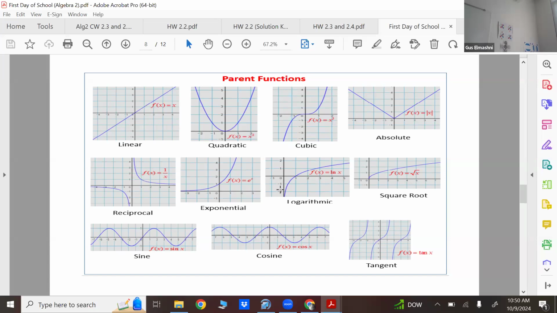We're going to move an exponential around. We're going to move a reciprocal function around. We're going to move the cubic, square root, absolute value. We're going to move all these functions around a little bit.